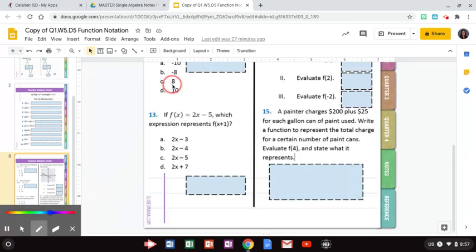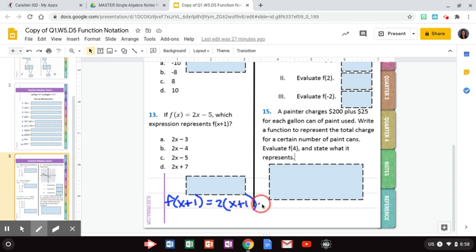Problem 13. If f of x equals 2x minus 5, which expression represents f of x plus 1? So here, instead of x, they want you to put x plus 1. Notice that we have to use parentheses. So instead of x, I'm going to input x plus 1 and then minus 5.